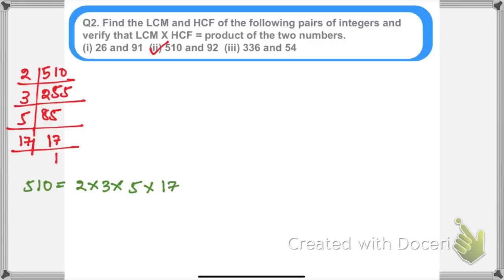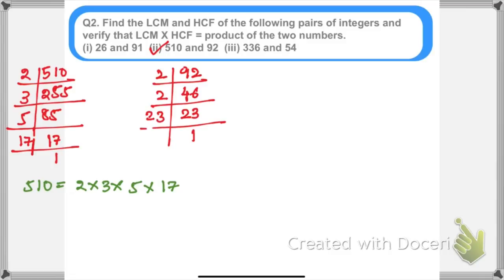Okay, the next number over here is 92. So we will do the same prime factorization method for 92 as well. 2 4s are 8, 2 6s are 12, 2 2s are 4, and 2 3s are 6. 23 is a prime number, so it won't be divisible anymore. So you can express 92 as 2 into 2 into 23.